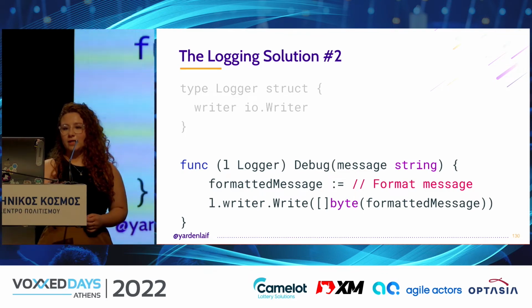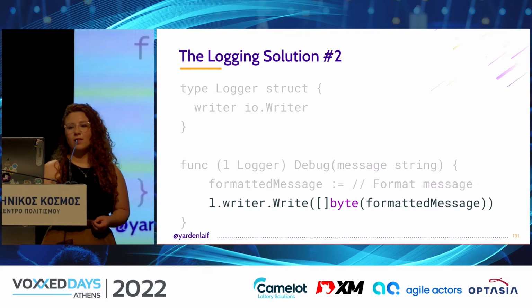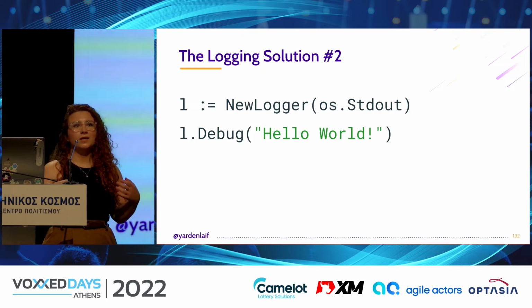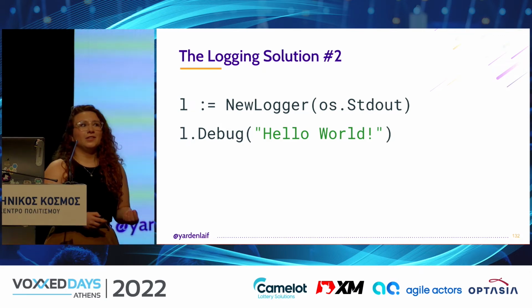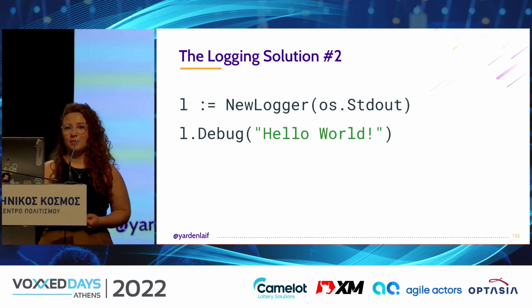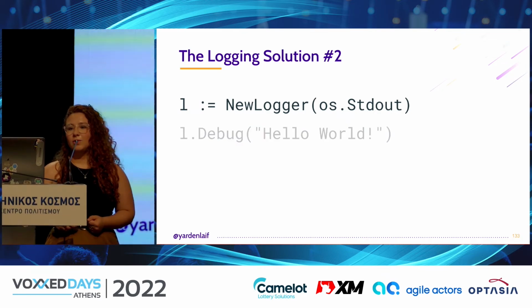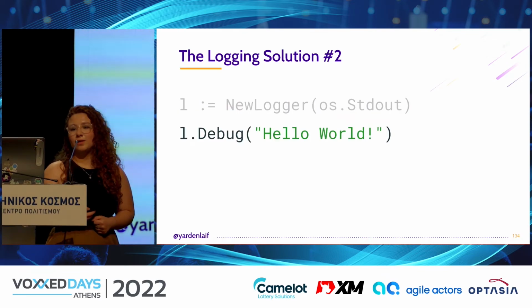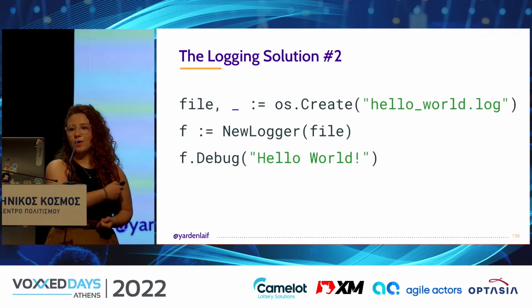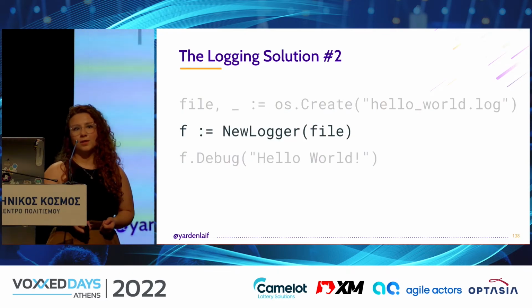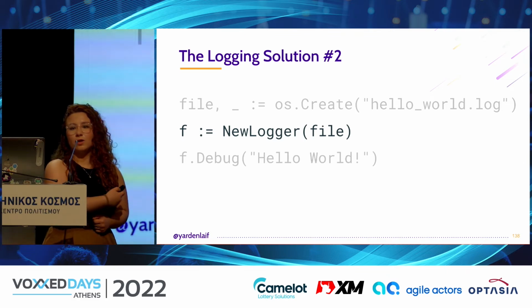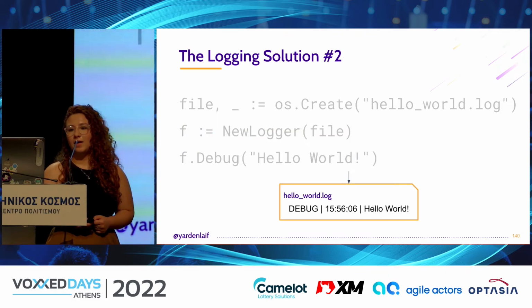And then we create a debug method and just call that writer's write method from here. So once again, we're creating a very simple solution, but we're not using inheritance. We're not using embedded structs. This might actually be easier or simpler than the previous implementation that didn't work. So we can create a new logger with os.Stdout, call the debug method, and print to stdout. We can also create a file, put that to be our target in the new logger, call the debug method, and write to a file.